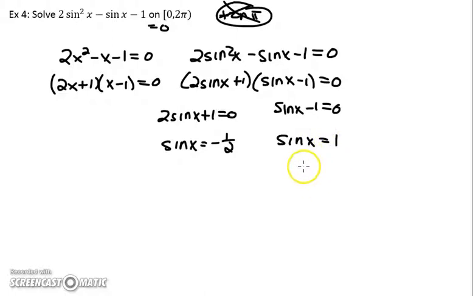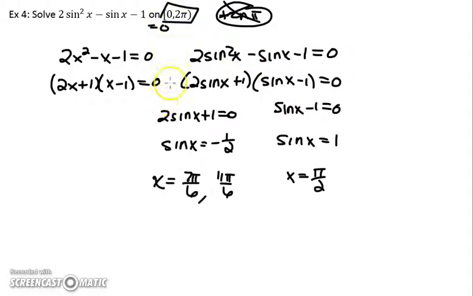So back to our unit circle, we have to think, all right, when do these things happen? Sine of x is equal to negative 1/2 when x is equal to 7 pi over 6 and when x is equal to 11 pi over 6. And then sine of x equals 1 at x equals pi over 2. And again, we're not going to need our plus 2n pi's here because we're on just the interval 0 to 2 pi. We don't care about all the extra answers.